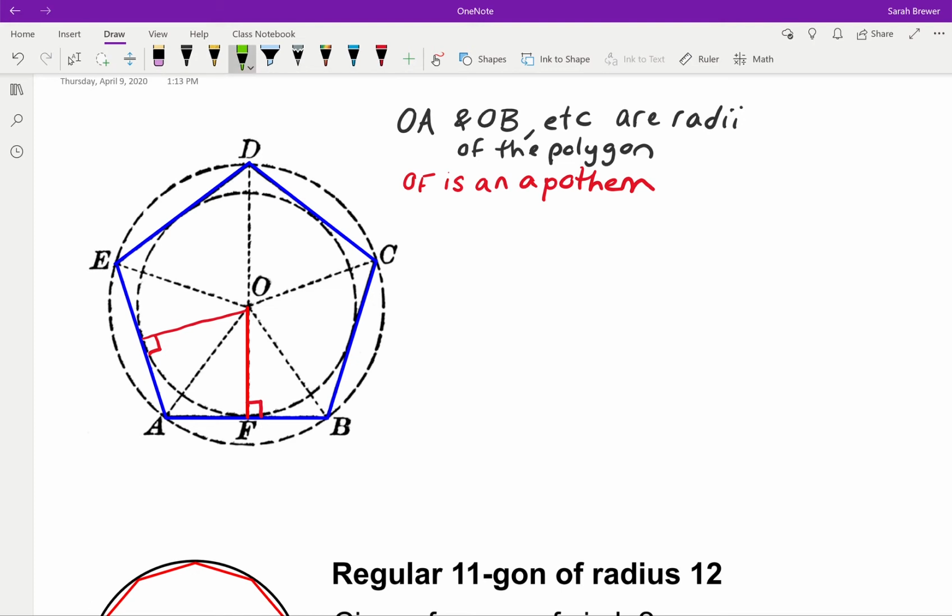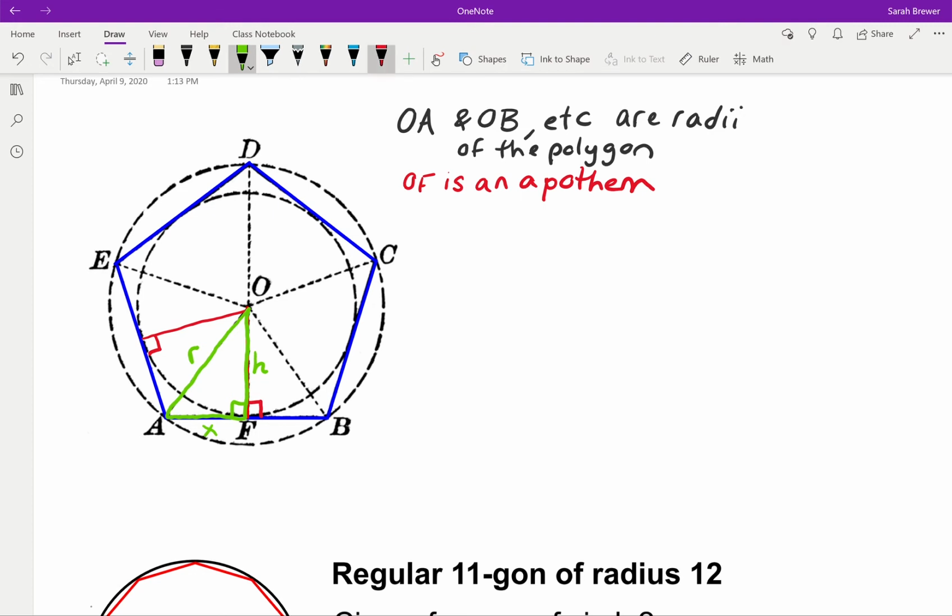So what we're going to do is isolate this little triangle for a minute, okay? And if I look at that triangle, OA is a radius, and we're going to call that H for height of our triangle, and then I'm going to call AF X, okay?